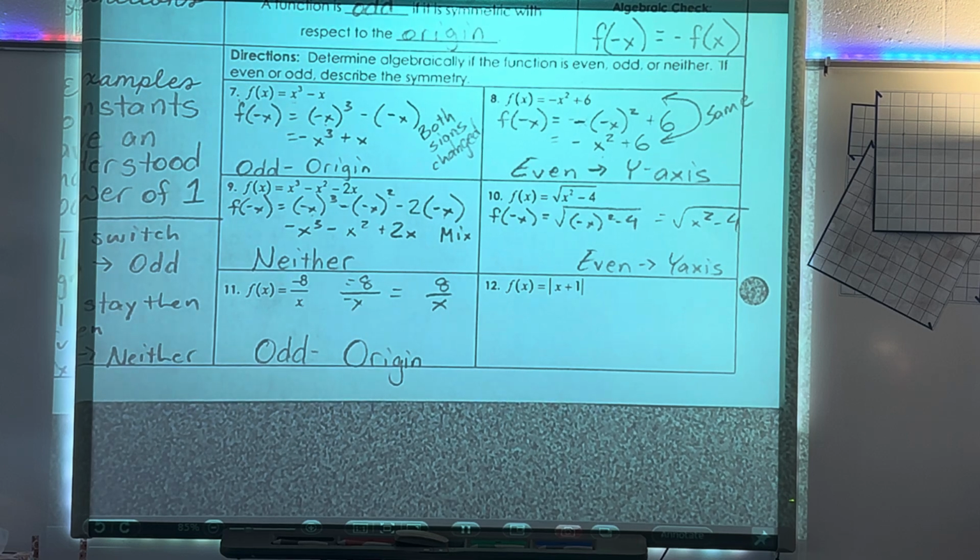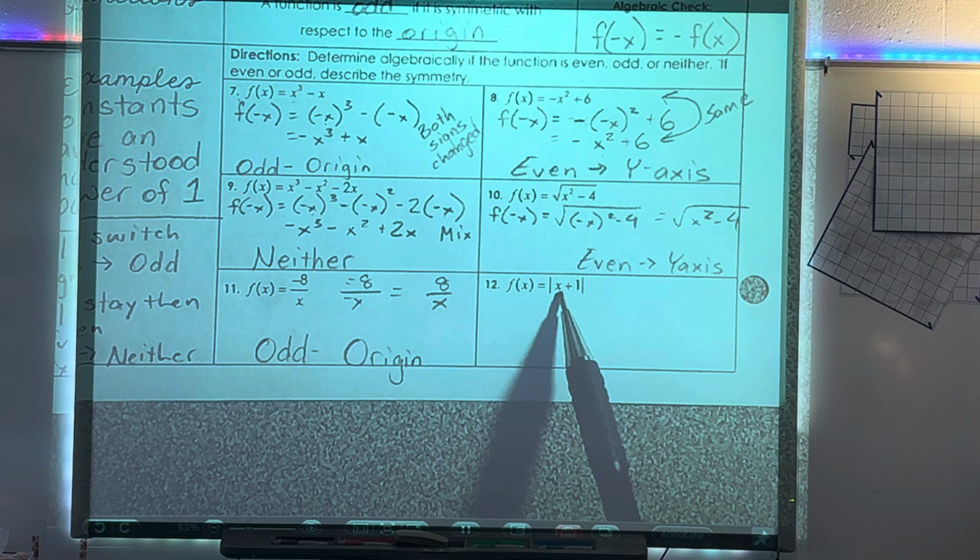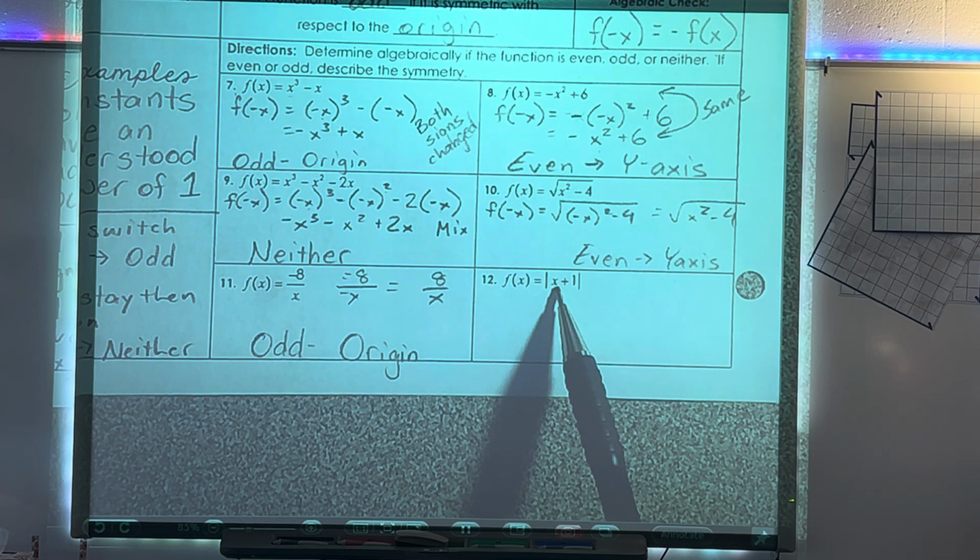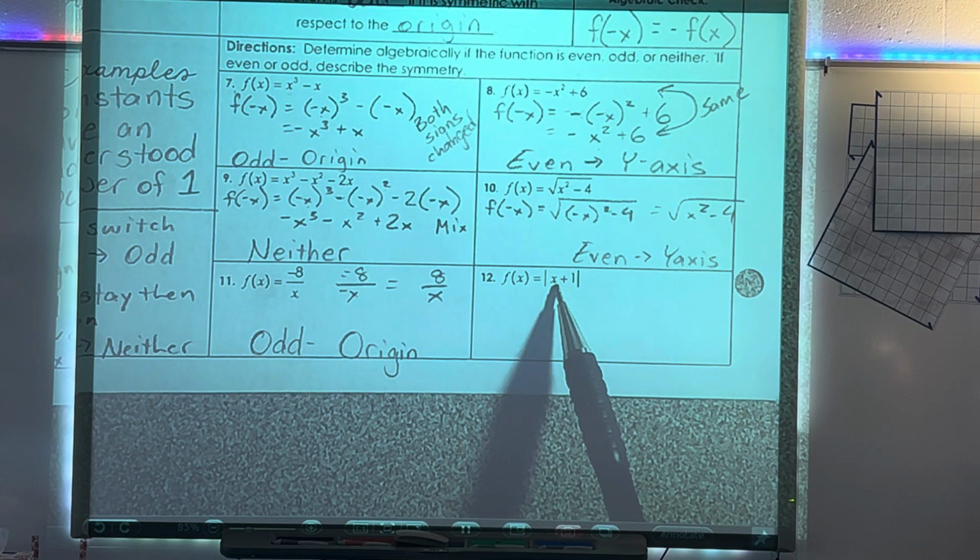My x is to what power here? One. My x is the first power, which means it's odd. Now, this is a tricky function because it's absolute value. But it's going to be even. If I plug in a negative x, is it going to matter? No, it's going to stay the same because of the absolute value. It'd be the same thing if it was x squared, right? So it's still going to say x. So are either of these things changing? No. So, even.